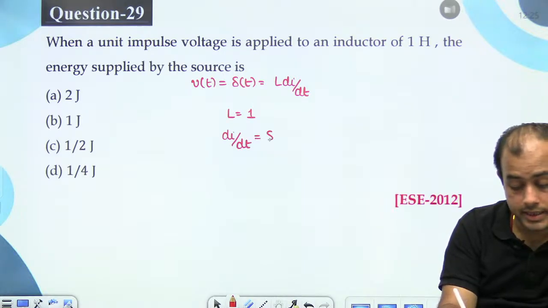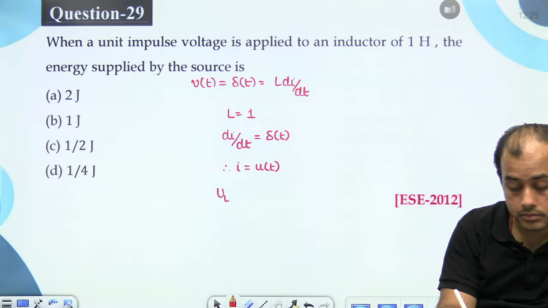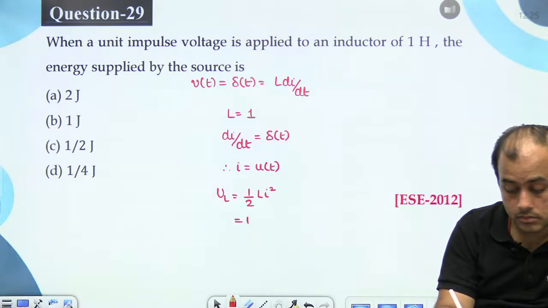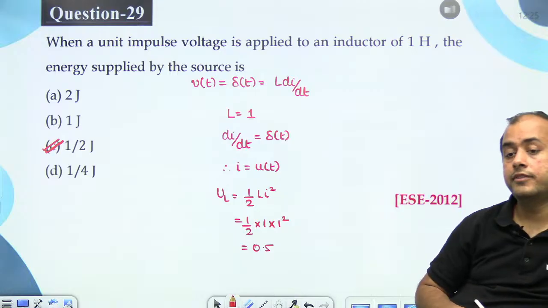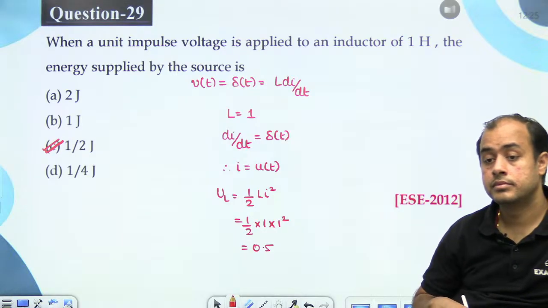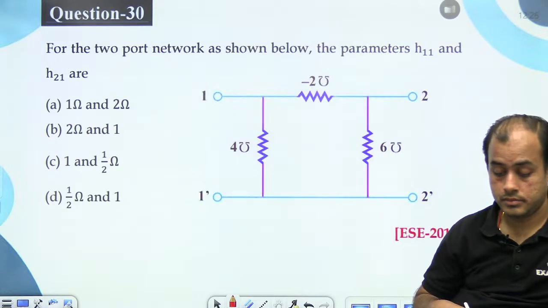So di by dt is delta t. Current is 1. So 0.5. See, 0.5.